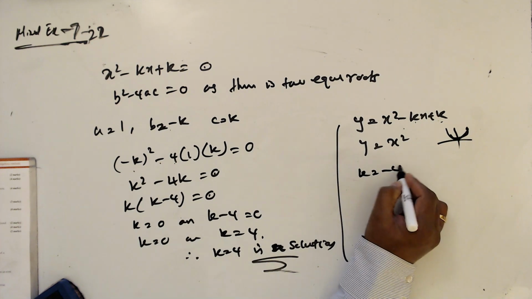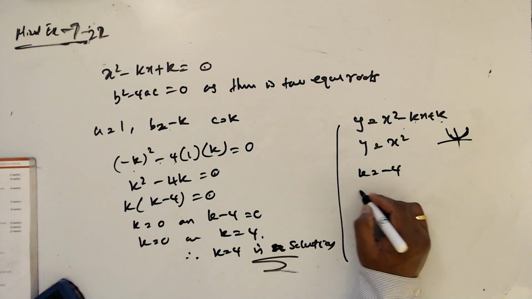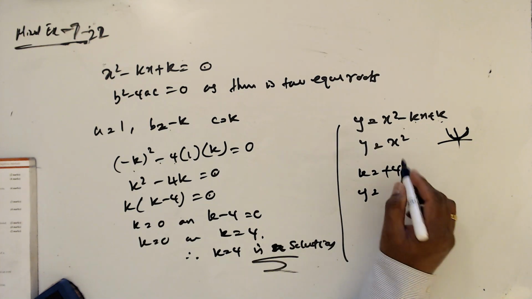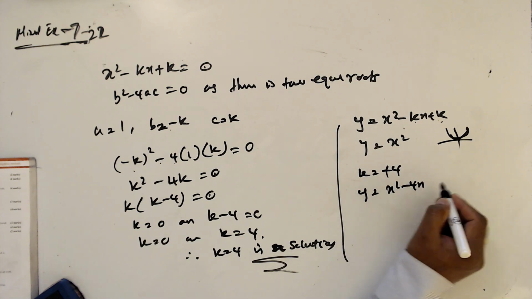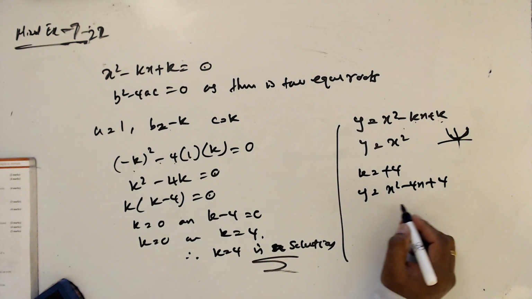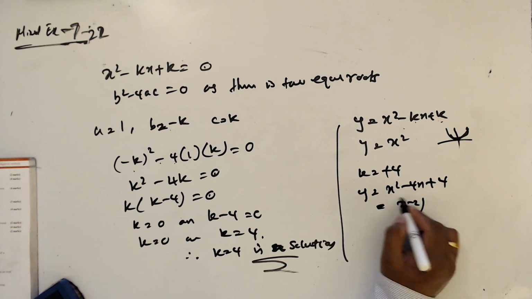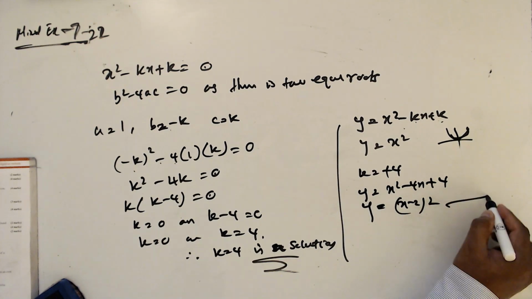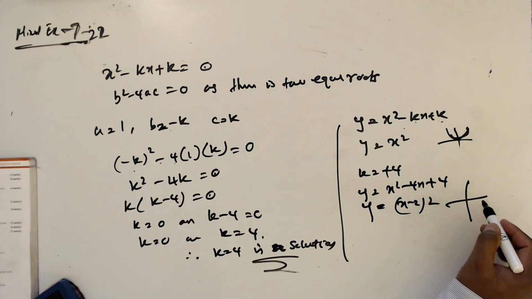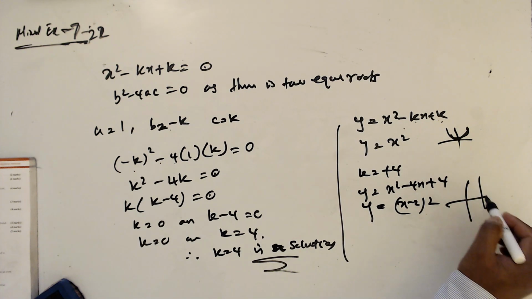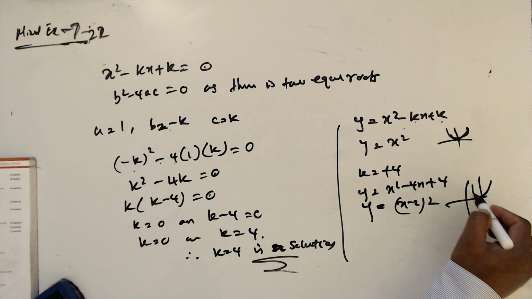And k equals 4. Then this is going to be x squared minus 4x plus 4. It means this is (x minus 2) squared. So x equals 2 is the symmetric line. So this is going to be like this.